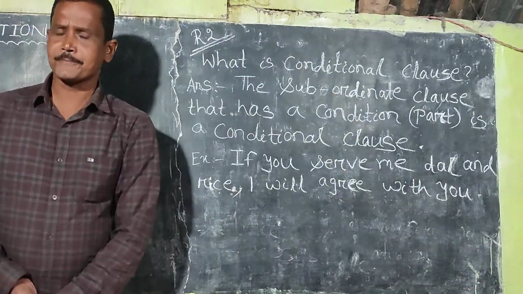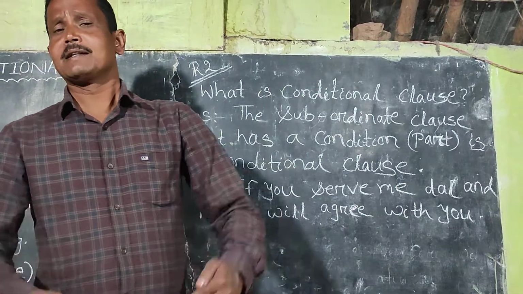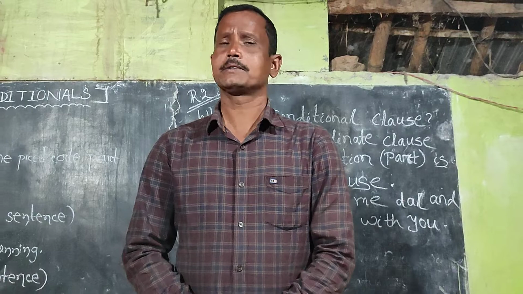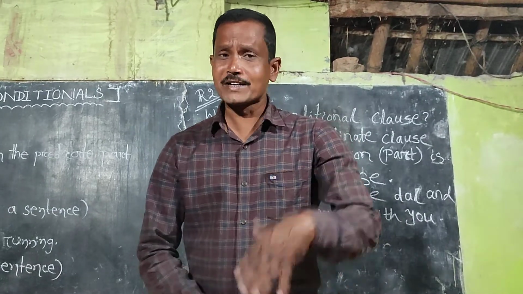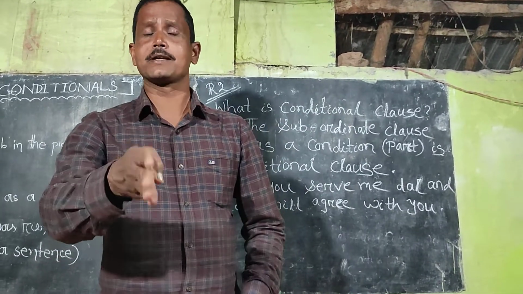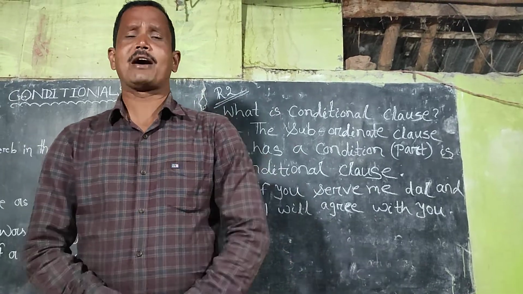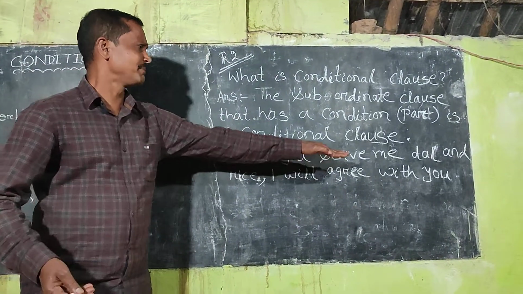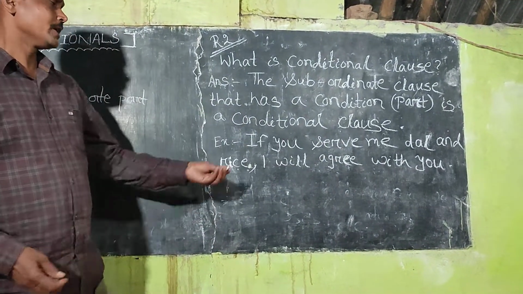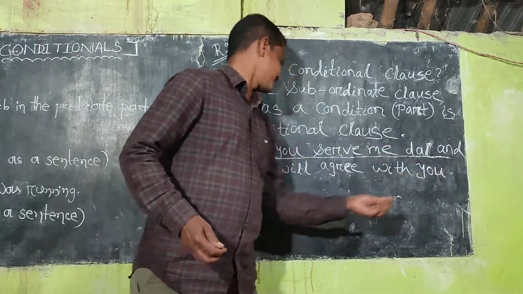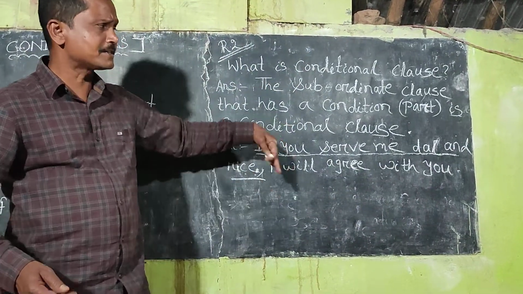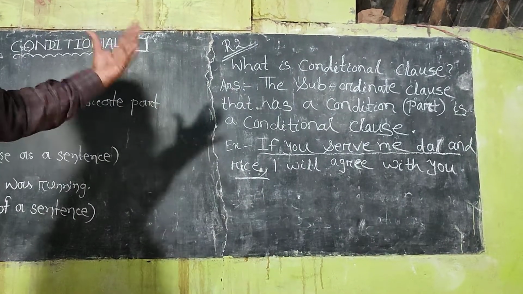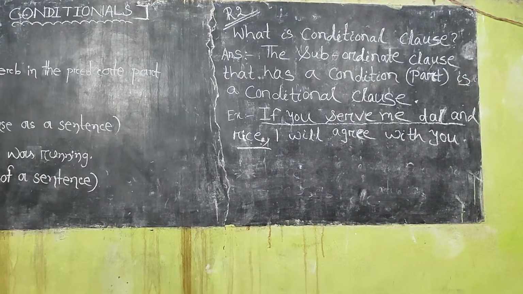What is a conditional clause? That means the subordinate clause or the adverb clause that has a condition part is known as a conditional clause. Example: if you serve me dal and rice, I will agree with you. If you serve me dal and rice is the subordinate clause, and it has a condition part, so we can say that it is a conditional clause.